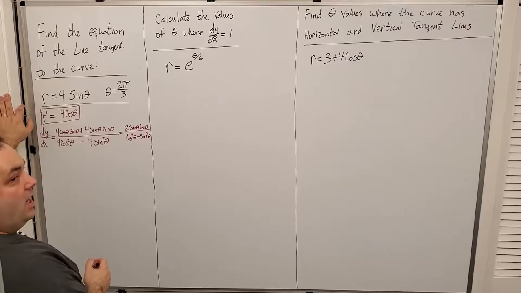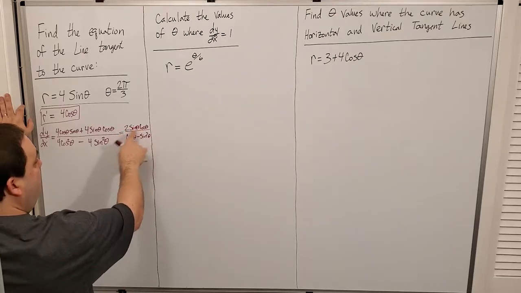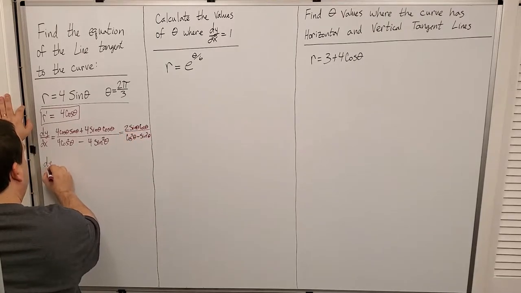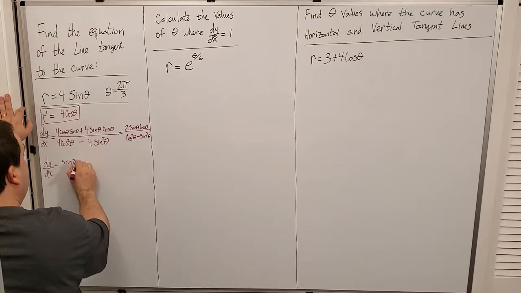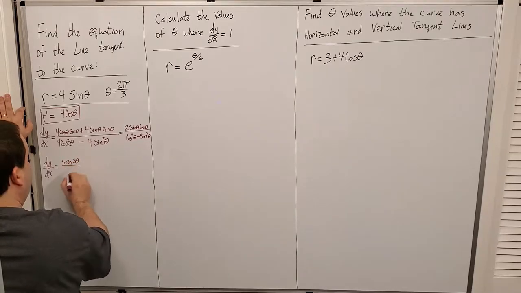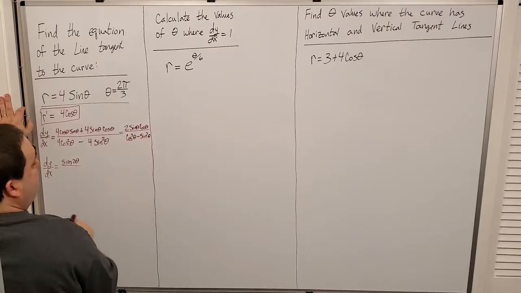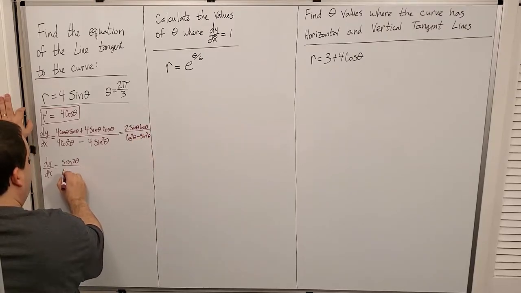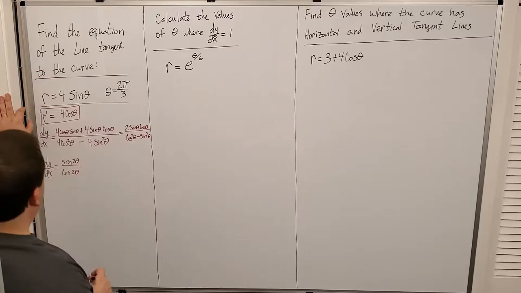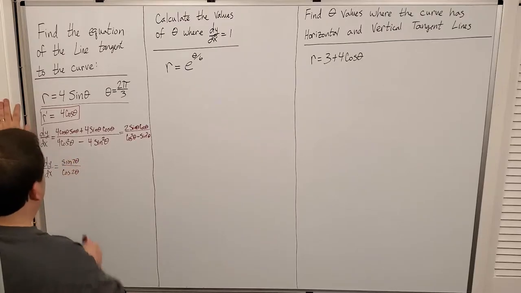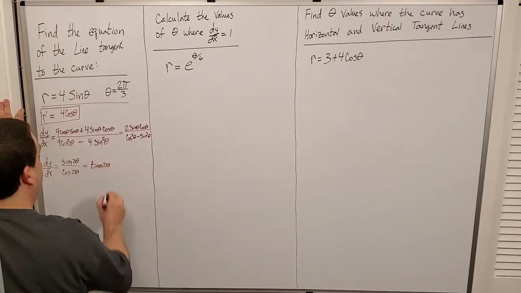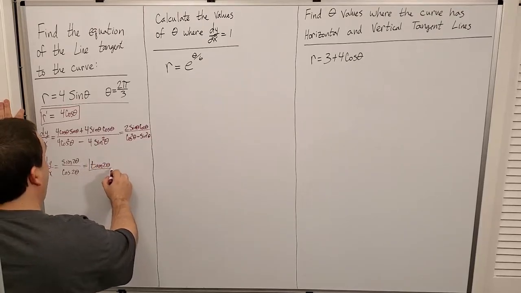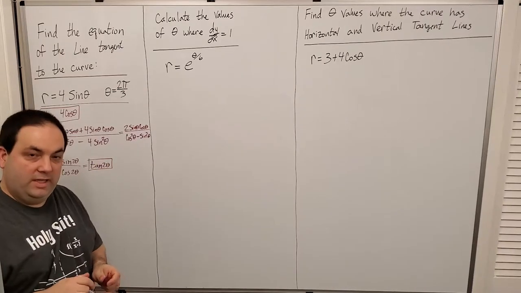Now, hopefully you're recognizing those identities. 2 sine theta cosine theta is equal to sine 2 theta. And cosine squared minus sine squared of theta is cosine 2 theta. And since they both have the same angle, I can just divide that out into tangent of 2 theta. There's my dy over dx equivalent calculation.